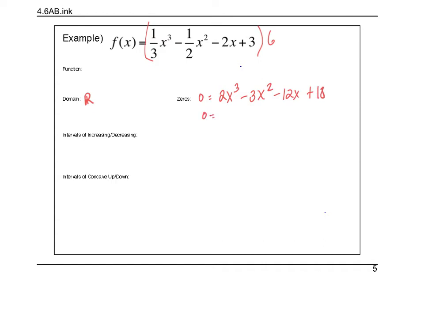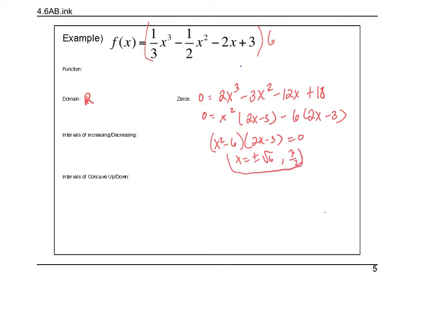So 4 terms, factor by grouping. Doesn't always work out this way, but it is in this case. I can pull out an x squared, leaving me with a 2x minus 3. Then I can factor out a minus 6, also leaving me with that 2x minus 3. So (x squared minus 6)(2x minus 3) equals 0. So my x-intercepts are going to be plus and minus root 6 and 3 over 2. So those are my 3 x-intercepts.